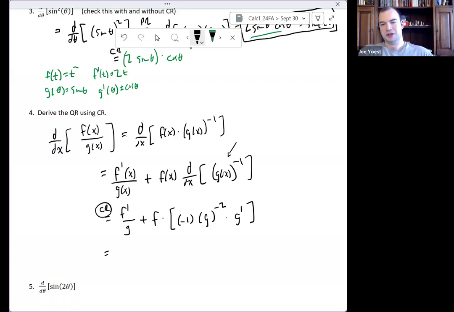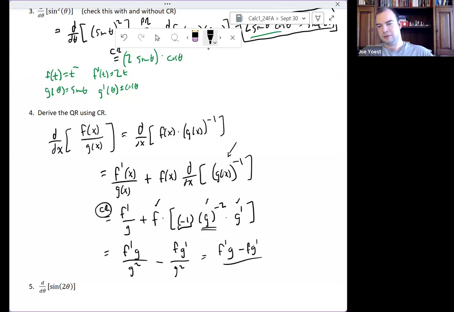And what does this give me? Well, I see I need a g squared here. I have f prime g over g squared plus f g prime over g squared. And I have this minus 1, so let me just slide that in there. Or I have bottom derivative of top minus top derivative of bottom over bottom squared. That looks good.